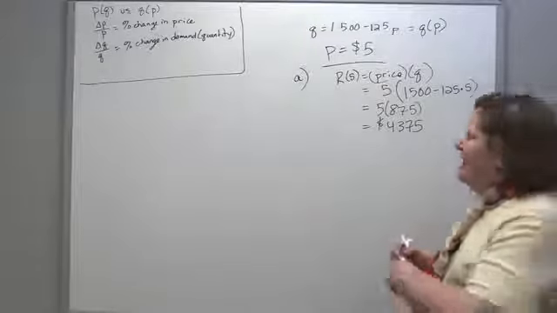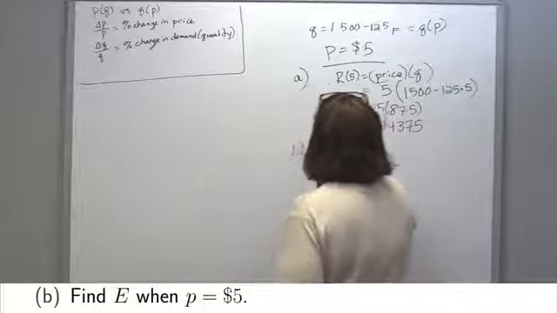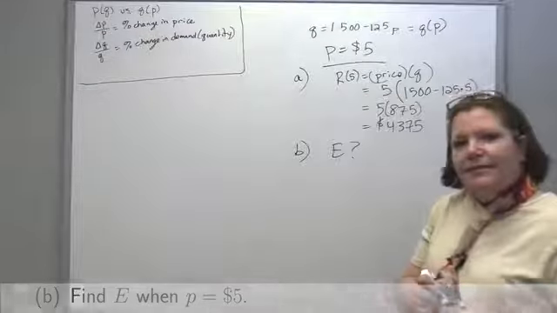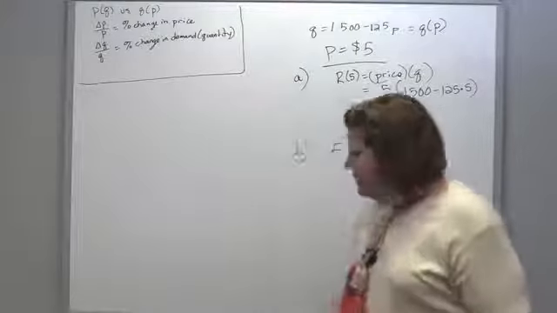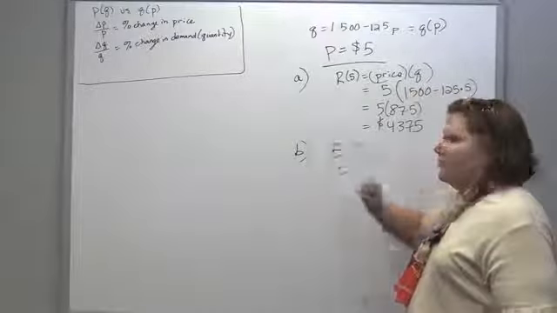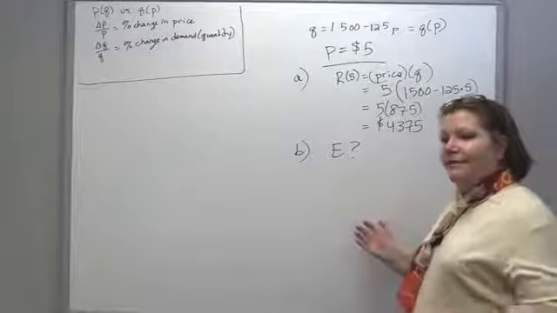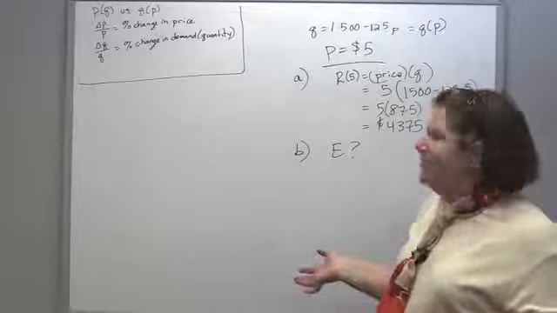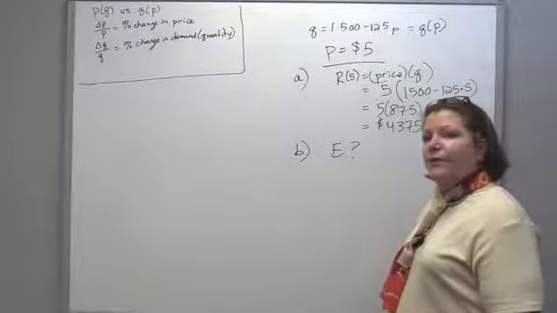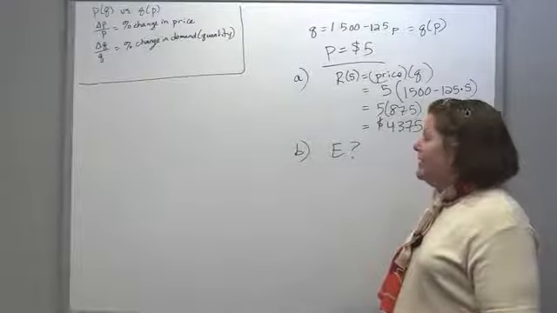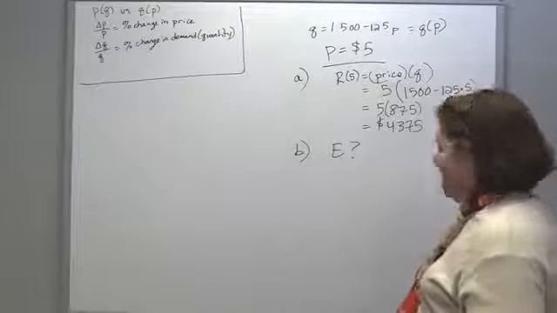$4,375. So our revenue, if we have our price at $5, based on how many we'll sell, will be $4,375. Now for part B, we're asked to find what our elasticity is. As mentioned in the discussion of elasticity, sometimes there's a common elasticity for a product like eggs. Sometimes it depends on where you're at in your price point. So in this case, at the price point of $5, what would our elasticity be?